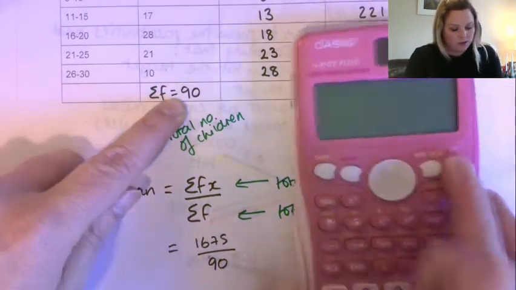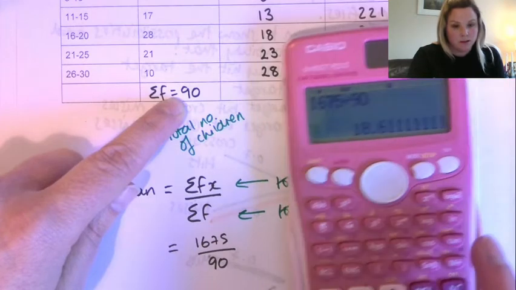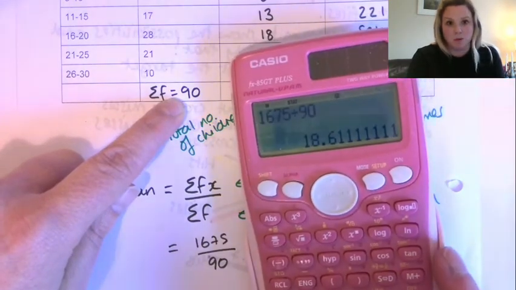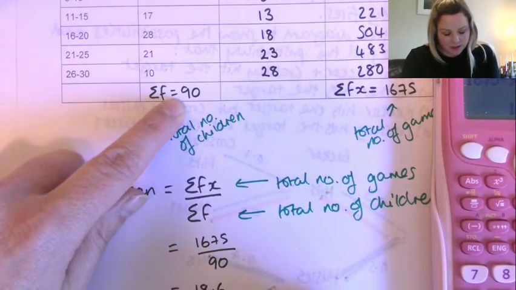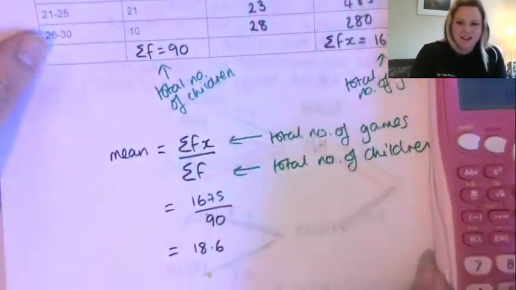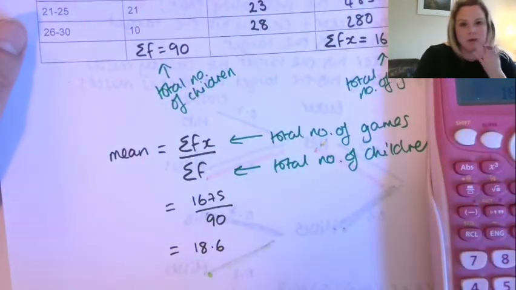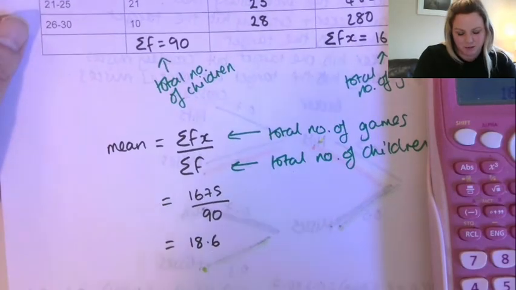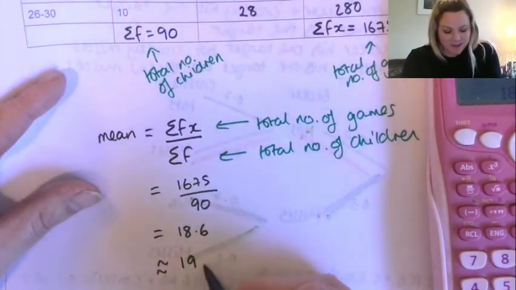So if I do that, 1675 divided by 90, do you see the way I get 18.611111? Now, depending on the question, sometimes you might want to round that to the nearest whole number, because you can't really have 0.6 of a game. So approximately 19 games.